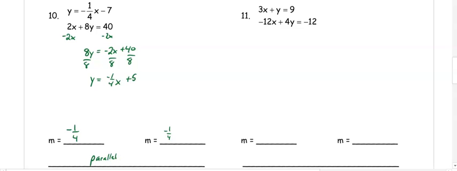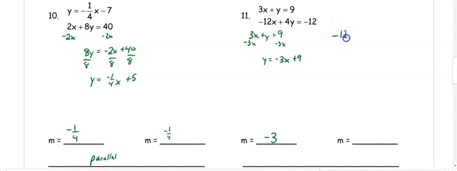In number 11, we need to solve both equations to get our slope. So in the first equation, 3x plus y equals 9. First, we're going to subtract 3x from both sides. Y equals negative 3x plus 9. So our slope here is going to be the number in front of the x, which is negative 3.